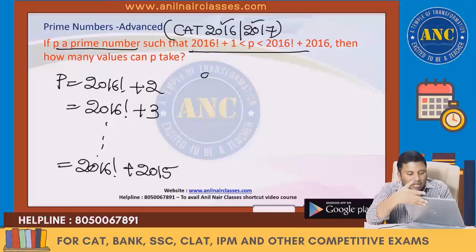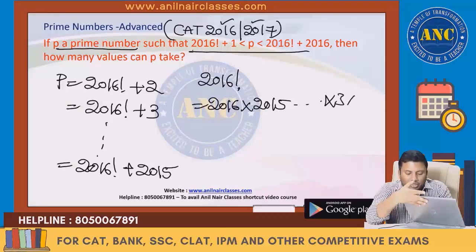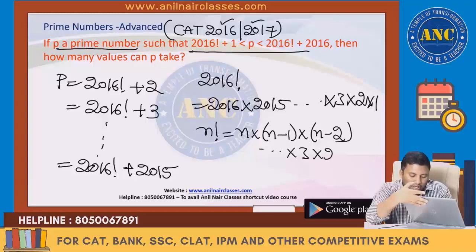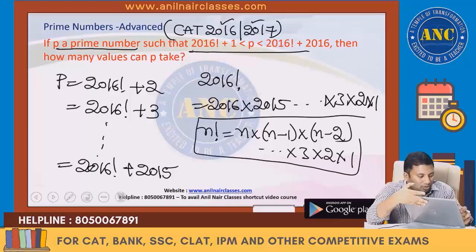Same idea. 2016 factorial is nothing but 2016 into 2015 into and so on up to 3 into 2 into 1, because n factorial is n into n minus 1 into n minus 2 and so on up to 3 into 2 into 1. Now see here.